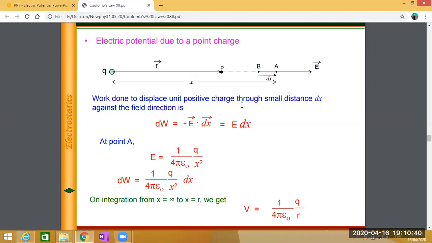Now, work done to displace unit positive charge through a small distance dx against the electric field. Say this charge is fixed here, so its field will be directed in this direction. And now the test charge is brought from infinity in this direction. So work has to be done. So we take a small amount of work done in displacing the test charge from A to B through a displacement dx, given as dW equal to minus F into dx.